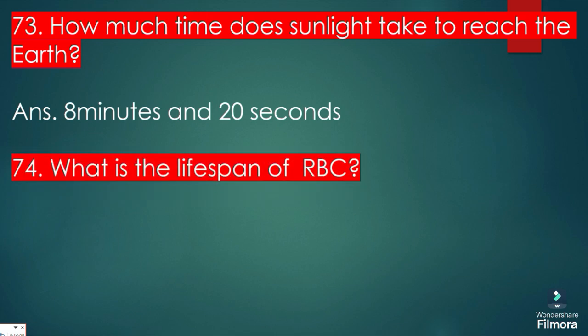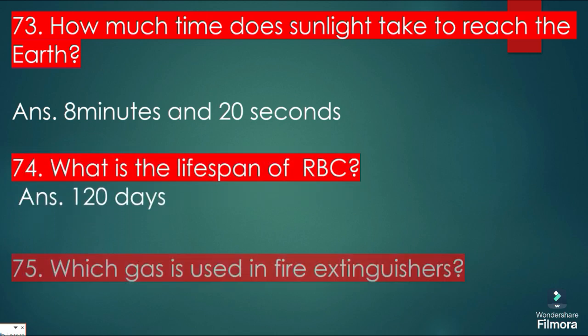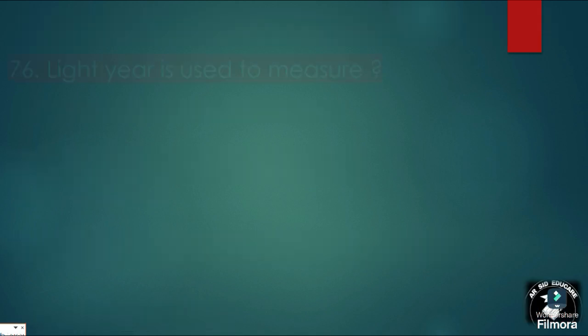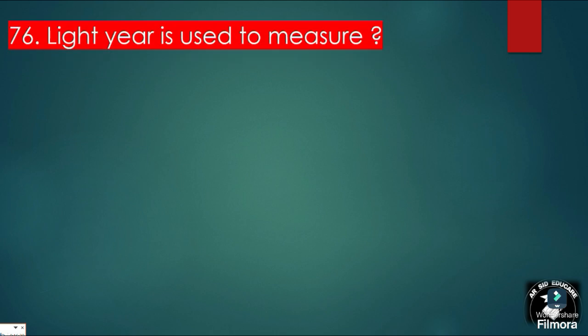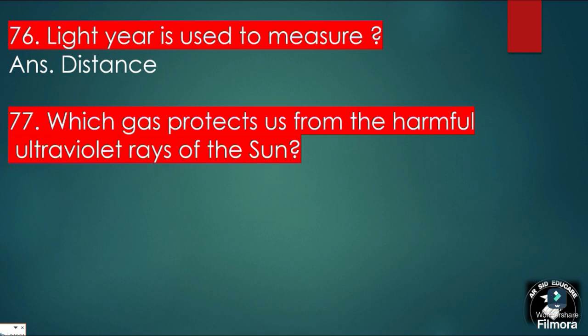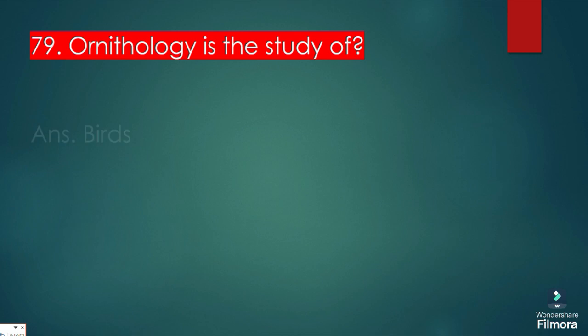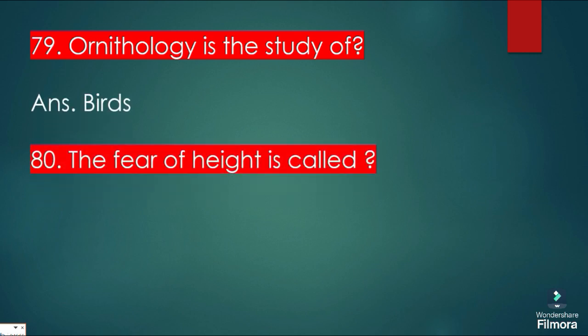What is the lifespan of RBC? 120 days. Which gas is used in a fire extinguisher? Carbon dioxide. A light year is used to measure distance. Which gas protects us from the harmful ultraviolet rays of the sun? Ozone. Which part of the human body is affected by pyorrhea? Teeth and gums. Ornithology is the study of birds. The fear of height is called acrophobia.